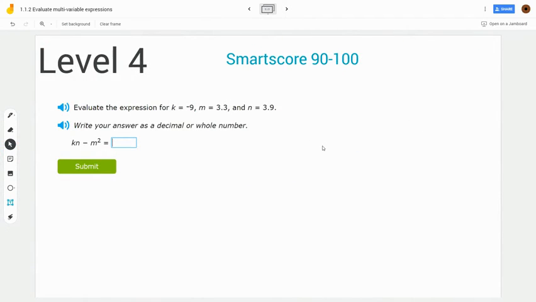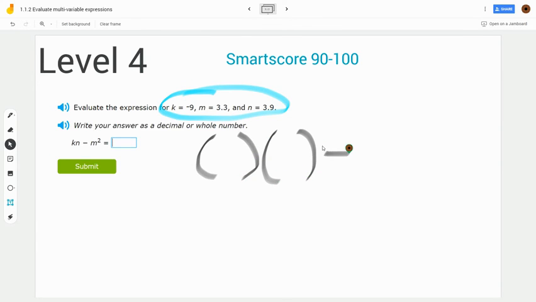Now, level 4. Again, this is beyond the required score of 80, but let's take a look at this and see what it would be like. We've got these numbers, they're decimals. That's the main thing here, but the setup is the same. So k multiplied by n minus m to the second power. k is negative 9. m is 3.3, that goes at the last spot, and n is 3.9, that goes in the middle here.